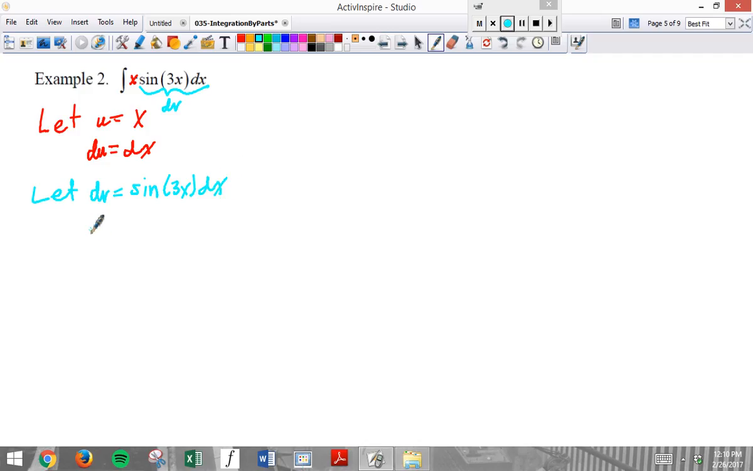So therefore, v would be the integral or the antiderivative of this. So the antiderivative of sine, well, yep, it's cosine. It's negative cosine. And in fact, it's negative 1/3 cosine to make sure this hooks off right. You need like a little hook off.